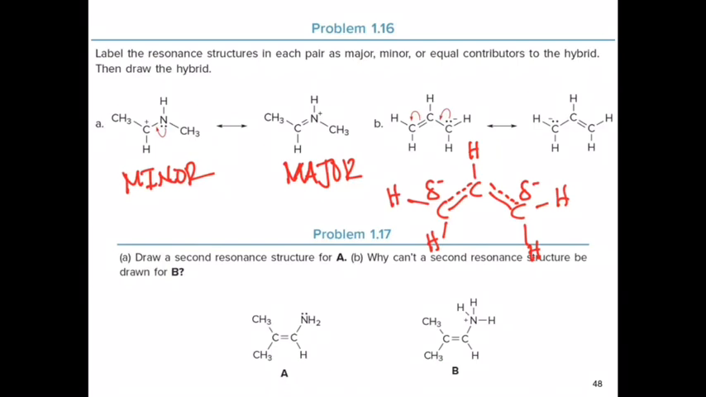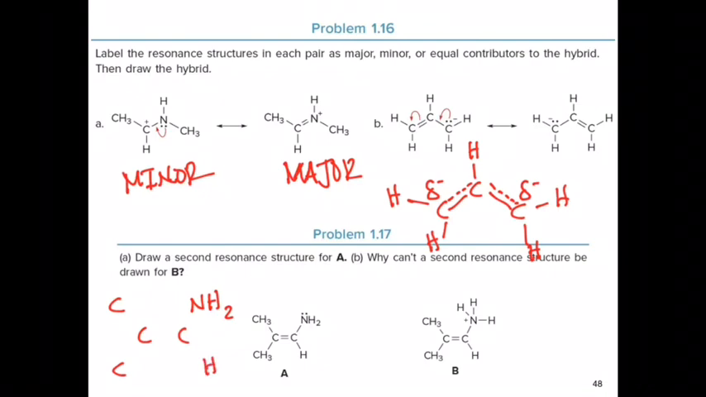All right, so now let's look at practice problem number 17. Draw a second resonance structure for A, and why can't a second resonance structure be drawn for B? All right, so let's look at A first. We're going to draw a second resonance structure here. And so the first step would be to draw the skeleton, basically. The atomic arrangement remains the same.